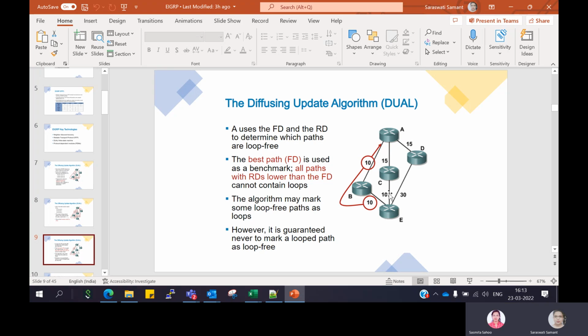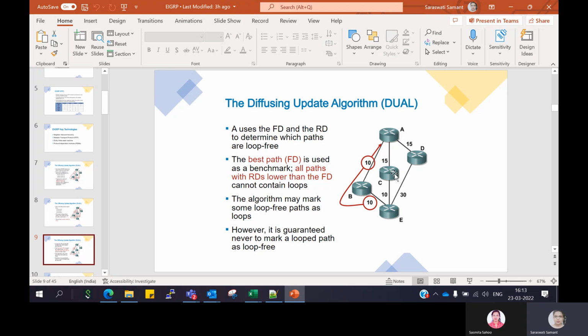And the second path will be 15 plus 10, 25. So what will be the FD? FD is nothing but the best path used to reach the destination, that is 10 plus 10, 20. And the successor will be B.